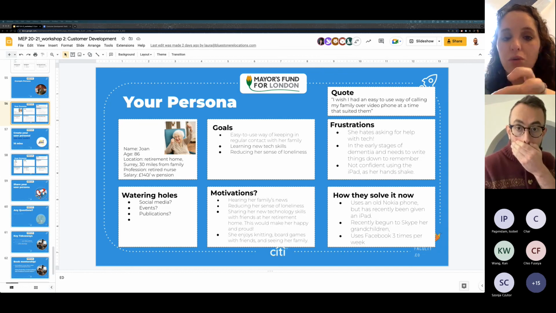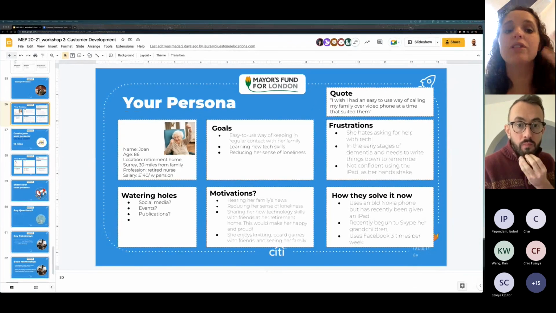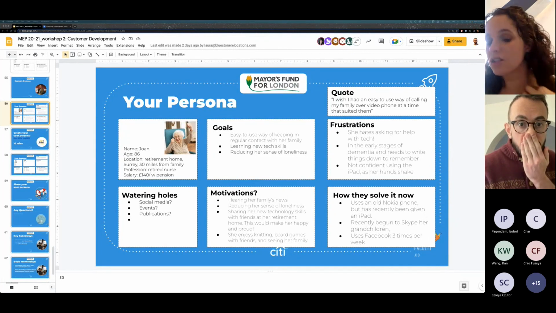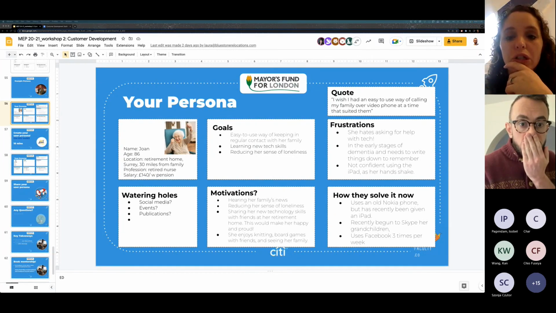So then what are Joan's goals? Well, Joan wants an easy to use way of keeping in regular contact with her family. She does want to learn some new tech skills, and she wants to reduce the sense of loneliness, because she is feeling a bit lonely and a bit bored.